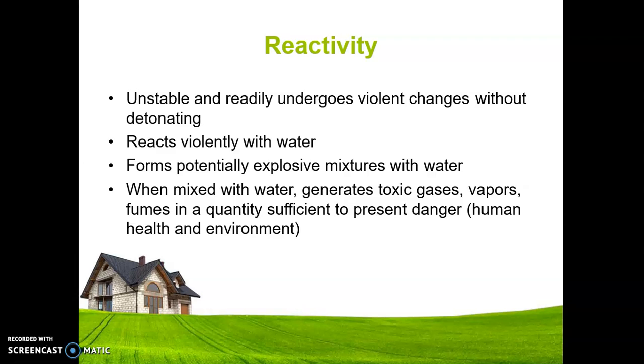So the next one is reactivity. It is unstable and readily undergoes violent change without detonating, so it reacts violently with water. This is very important. That's why we consider it as hazardous waste. When mixed with water, it will generate toxic gas, vapor, and fumes in a quantity sufficient to present danger. Sometimes your cleaning products contain this kind of waste, such as chlorine material, right?